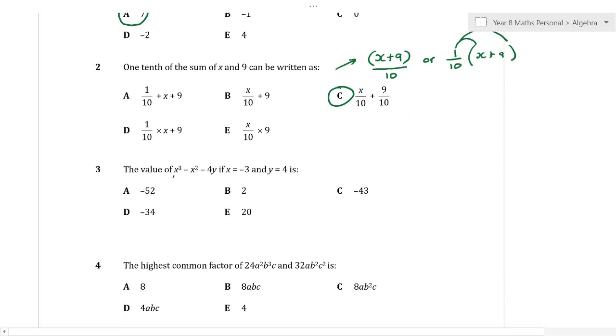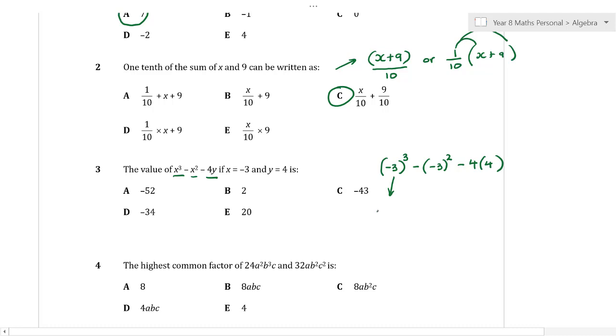This one here involves substitution, where wherever x is, I'm going to replace that with -3, and please use brackets again. Once again, this is going to be tricky. We've got minus and then x squared, and then x is -3 squared. This is a lot of negatives in this one. -4 times y, which is 4. So first of all, use brackets.